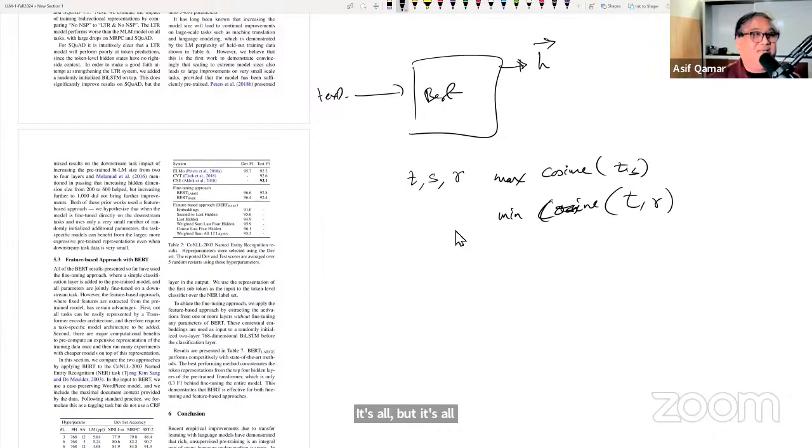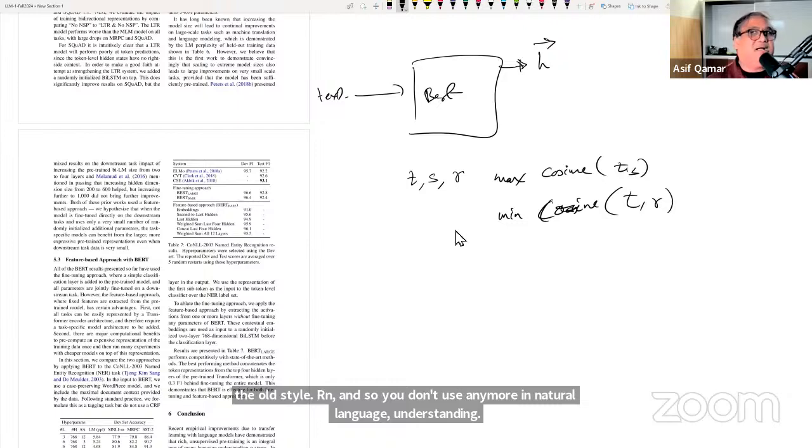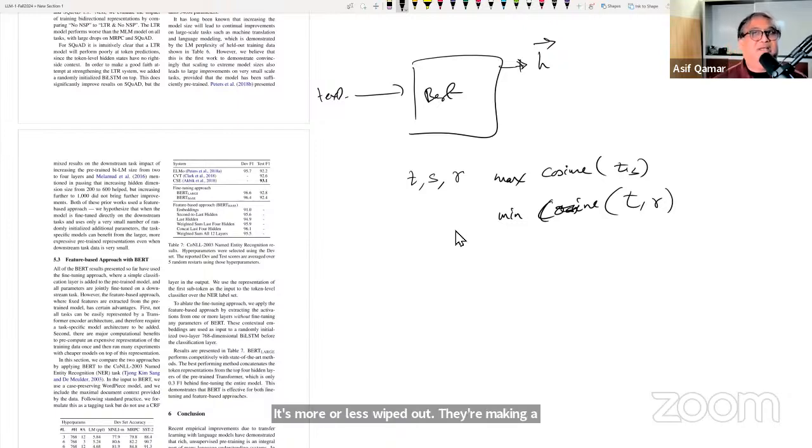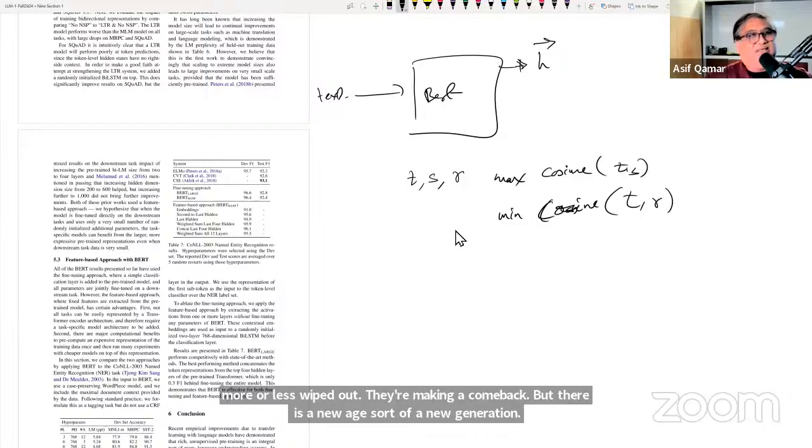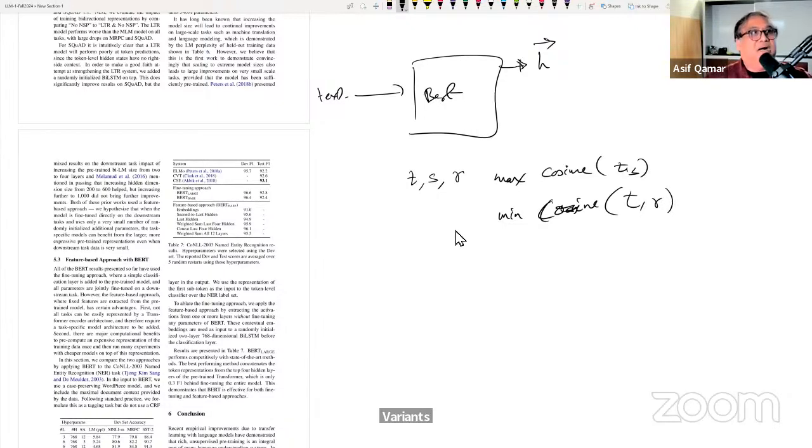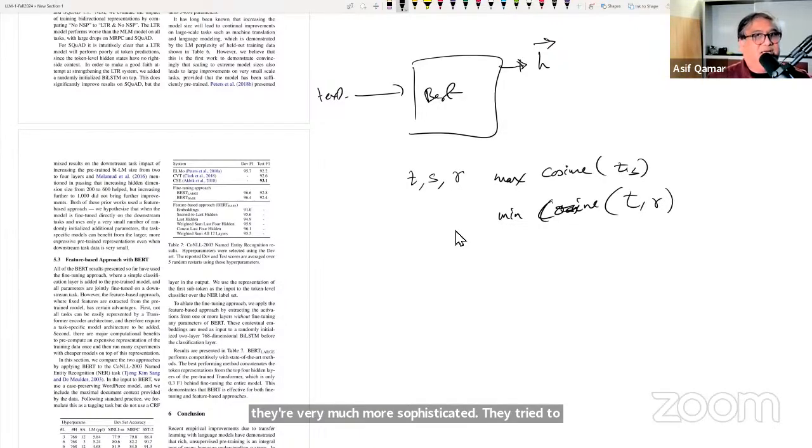And for sure it is. Today you don't use the old style RNNs anymore in natural language understanding. It's more or less wiped out. They're making a comeback, but as a new generation of variants, things reminiscent of RNNs, like Mamba and so forth. But they are completely different, much more sophisticated. They try to take the best ideas of attention and RNN and hybridize them together. Jamba, for example, does that. But that was the importance of BERT.